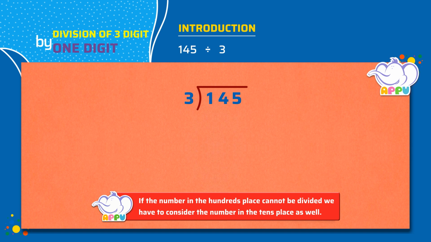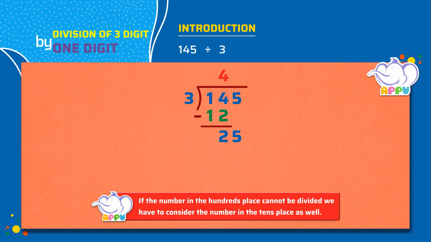We figure out how many 3's does it take to make 14, or almost 14, which is 4. Step 2. We multiply 3 and 4, we get 12. Step 3. We subtract 12 from 14, we get 2. Next, we bring down the number in ones place, which is 5. So the number now becomes 25.